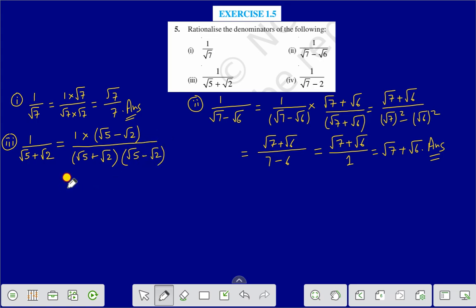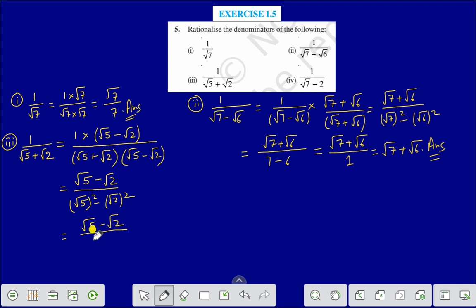And we are getting root 5 minus root 2. We apply the identity a plus b into a minus b, that is a square minus b square, that is root 5 whole square minus root 2 whole square. That means we are getting root 5 minus root 2.